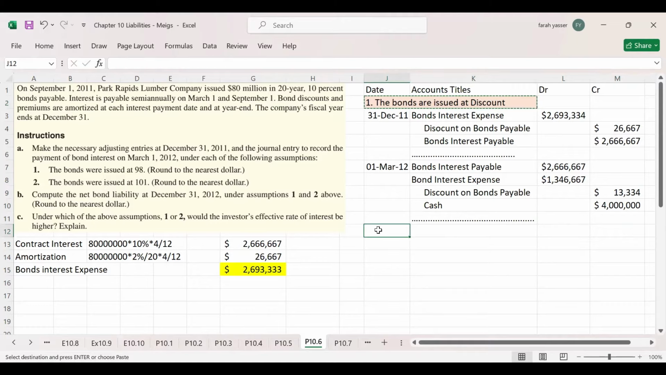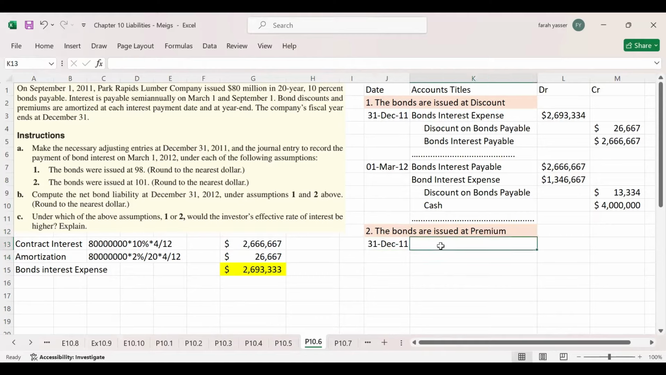The next assumption is when the bonds are issued at premium. So we are recording it for premium. This is the second assumption. So first entry is related to the adjusting entry, December 31st, 2011. So we will record interest expense on the debit side. So bond interest expense on the debit side. As you can see that we have recorded discount on bonds payable on the credit side.